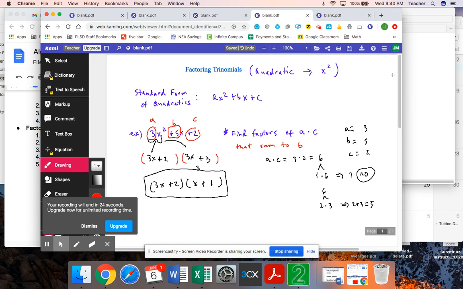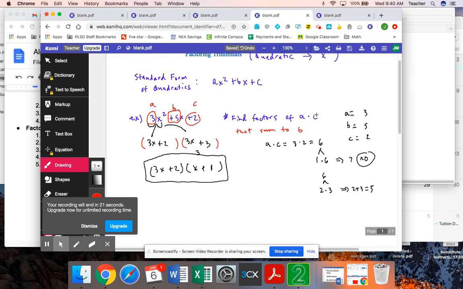All right. So again, it's really just finding the factors of a times c that add up to b. You've got to remember a, b, c of the standard form of all quadratics. We'll put that in a big box, and then we'll do some examples in the next video.